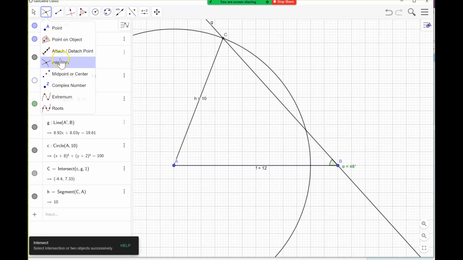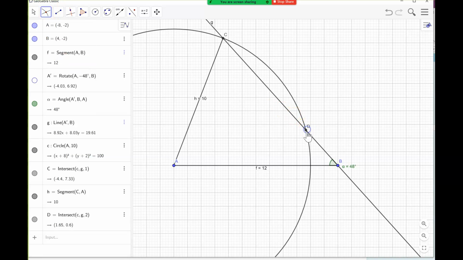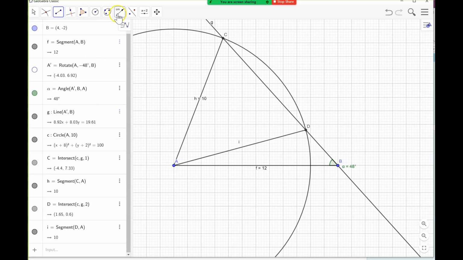But I also notice that the circle intersects that line over here at point D. So if I make the triangle DAB, I also have a triangle who has a side length of 10, a side length of 12, and a 48-degree angle. What we've just demonstrated here is that side-side angle congruence does not guarantee triangle congruence, because we have two distinctly different triangles that have side-side angle congruence, right? Everybody can see that?